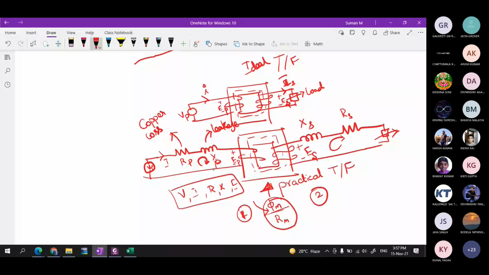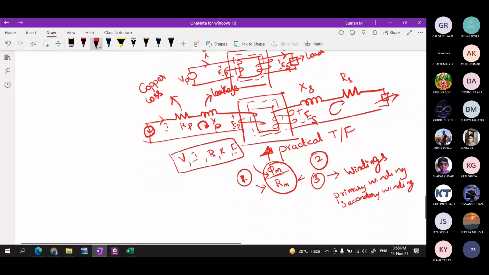Other than these two things, there is one more thing, which is in terms of windings. What is this winding? Primary turns and secondary turns. On the primary side you have a coil that is wound, which is the primary winding. On the secondary side you have a winding called the secondary winding. So this winding also we should remove. In terms of winding, suppose you have N1 number of turns here and N2 number of turns here.